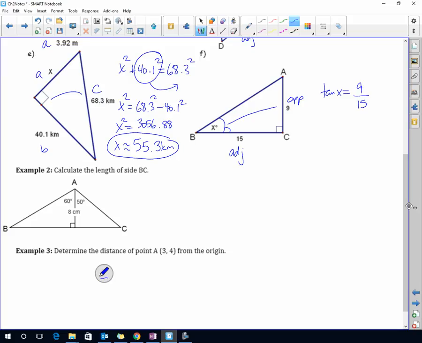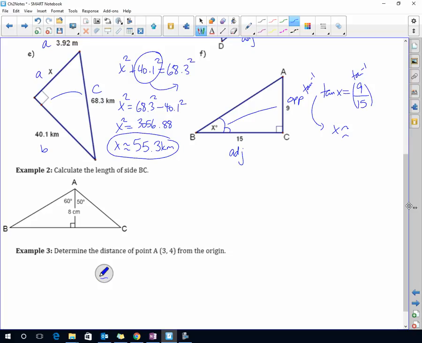So again, you have to know your calculator. How do you punch this in? Do you go 9 divided by 15, get the answer, then inverse tan it? Or do you go inverse tan of 9 divided by 15? So rounding to the tenth, it'll actually round up to 31.0 degrees.